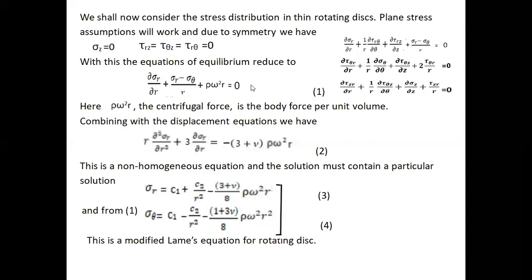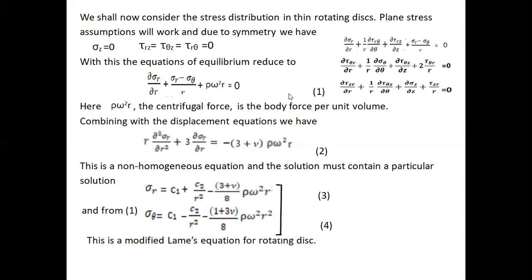So we add a body force term, rho omega square r, which is the centrifugal force per unit volume. Centrifugal force is m omega square r. So I take the volume out, I put rho omega square r, and this equation of equilibrium reduces to del sigma r by del r plus sigma r minus sigma theta by r plus rho omega square r equal to 0. So this is equation 1. This we have discussed earlier. This is just for completion.